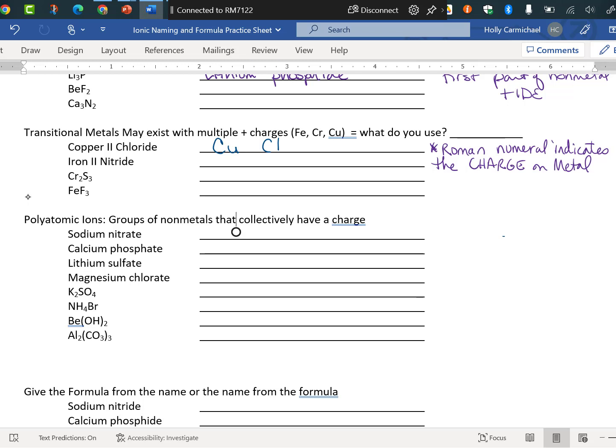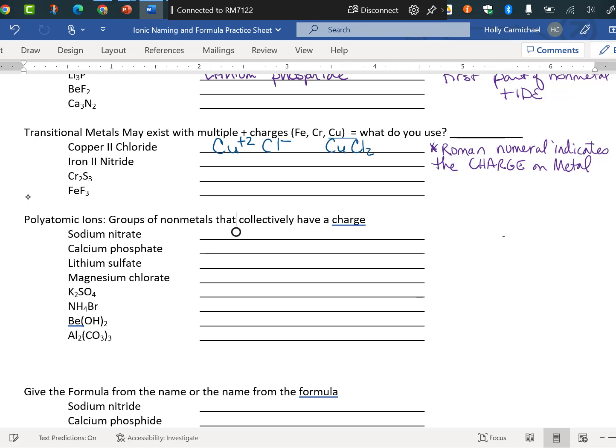Nope. +2, right? So the Roman numeral tells me that this is a +2. That makes sense? Okay, so if you're given the name, the Roman numeral tells you the charge on that weird metal, the metal that could be one or the other. But you know the charge on the chlorine is going to be negative because it's in group 7. So remember, 8 minus the group number tells you the negative for the non-metal. So now I just do the same thing. Swapping them tells me the formula is what?